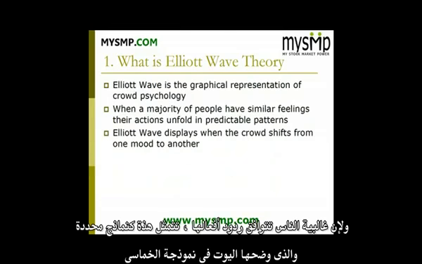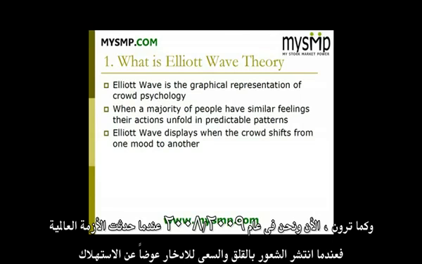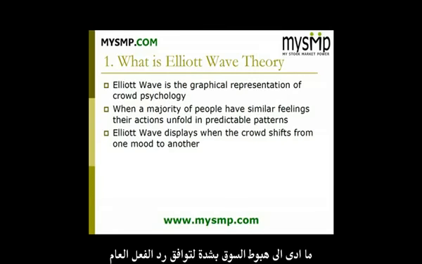Again, when a majority of people have similar feelings, their actions unfold in predictable patterns. Elliott displays that when the crowd shifts from one mood to another, this can be displayed in his five-wave pattern. As you've seen, even today, in the 2008-2009 credit crisis, everyone in the world pretty much feels that, hey, the party's over in real estate. You have to save more. You can't spend and consume as much. And of course, this has led to a reaction in the market. Everyone feels the same way. The market goes down in unison, and it goes down hard.